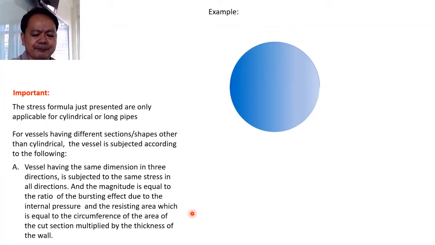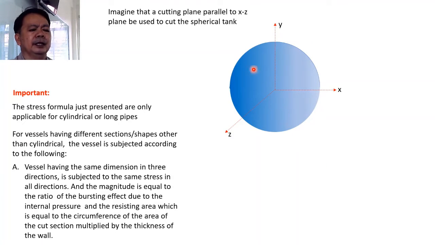Now, to show you an example, let us have here a spherical tank where here is shown the three mutually perpendicular axes, the X, the Y, and the Z direction. And as we observe, the dimension of this vessel in the X, in the Y, and in the Z directions are the same. Ngayon, sabihin natin that we have here a cutting plane that is parallel to XZ. Where is this XZ? Ito yung X and Z. And we have here the cutting plane that is parallel to the XZ plane.